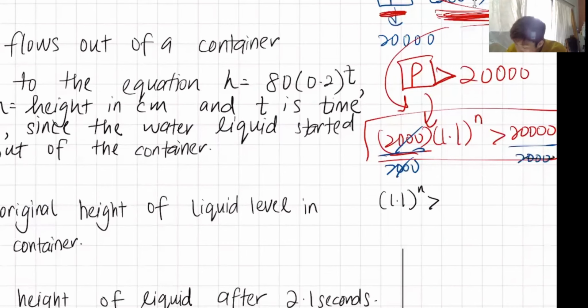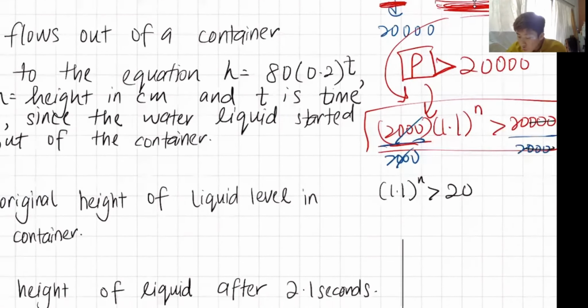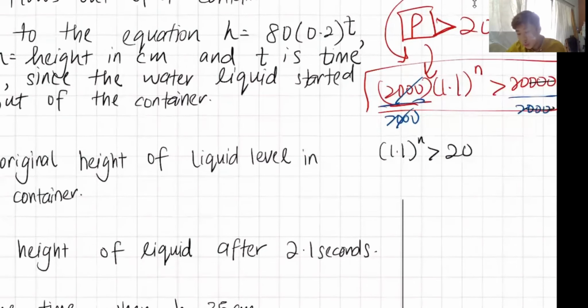You cut 3 zeros, you are left with 20. Am I right? 20,000, correct. So you have 1.1 to the power of n greater than 20. Once you have this stage, you watch out. You have something to the power of something greater than something, and you cannot change the base anymore.